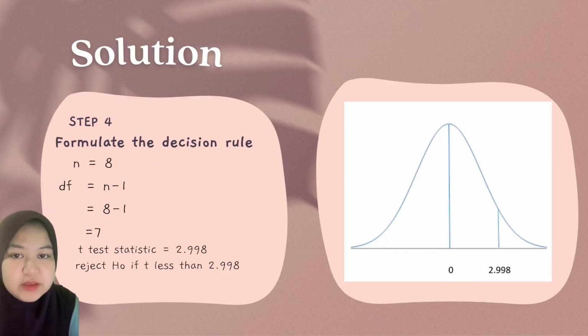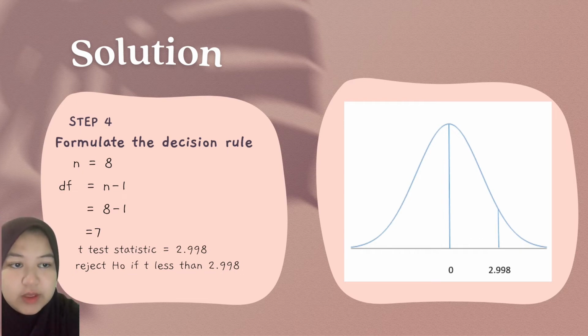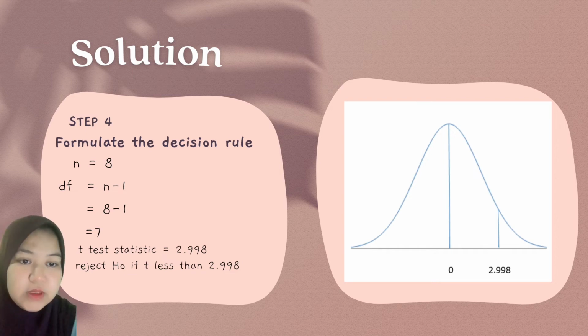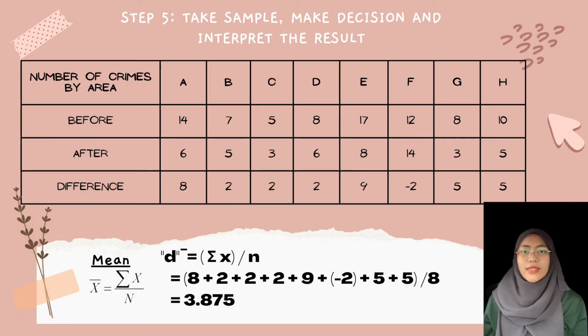Step 4, formulate the decision rule. The n or sample size is 8, so 8 minus 1 equals 7. The t-test statistic critical value equals 2.998. Reject if t is greater than 2.998. The next one is step 5. We'll take the sample, make a decision and interpret the result.